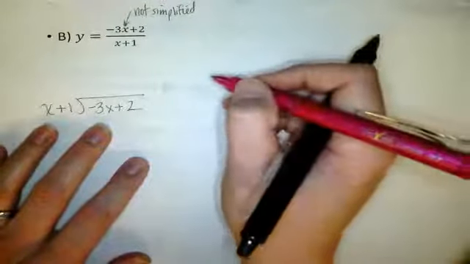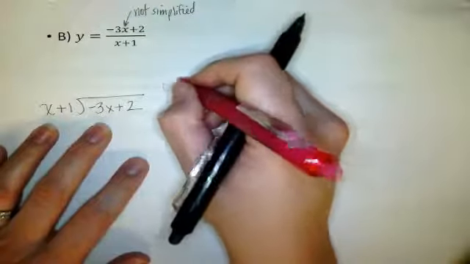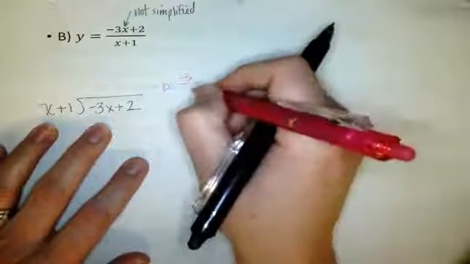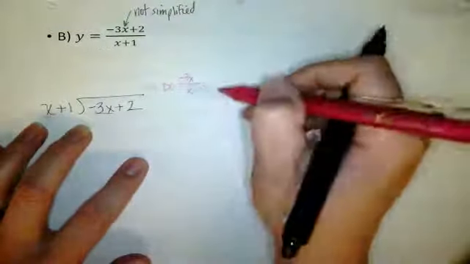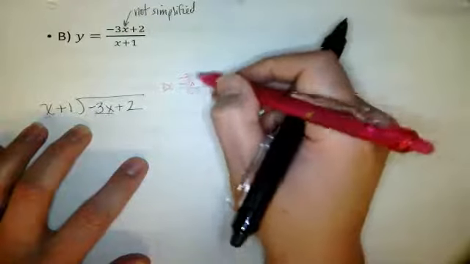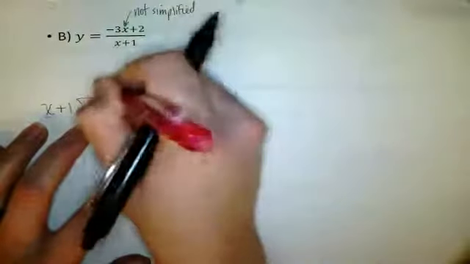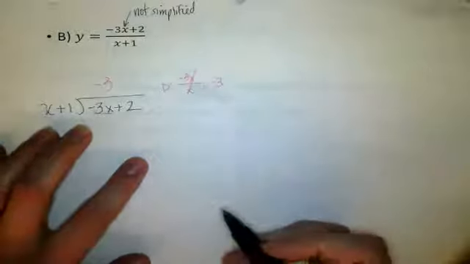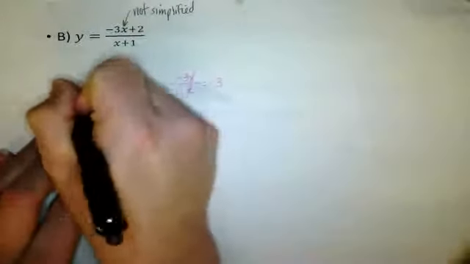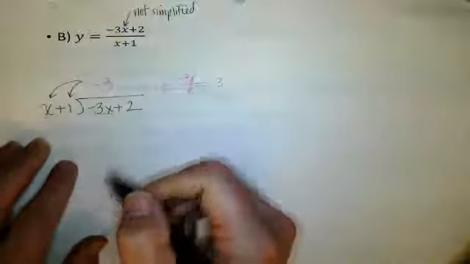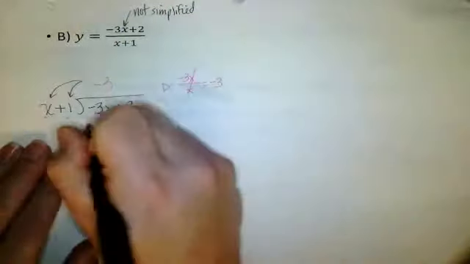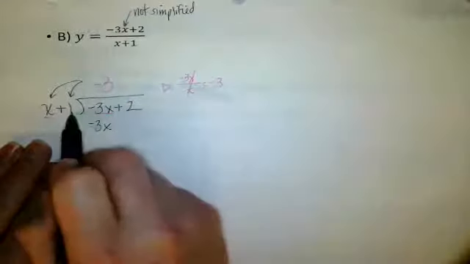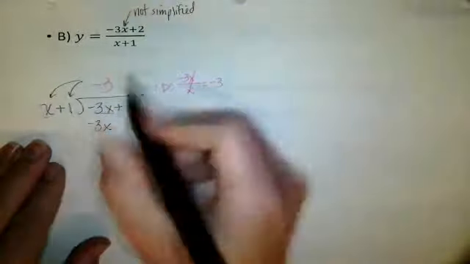What are we dividing first? -3x by x. Yeah, the leading terms. What is -3x divided by x? -3. All right. Then we're going to multiply. -3 times x is -3x. -3 times 1, -3.